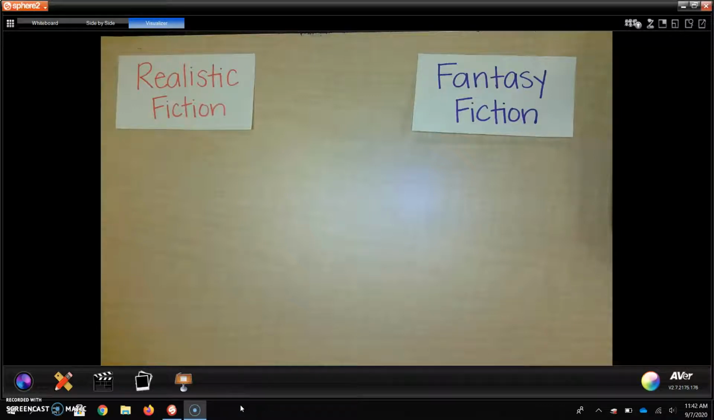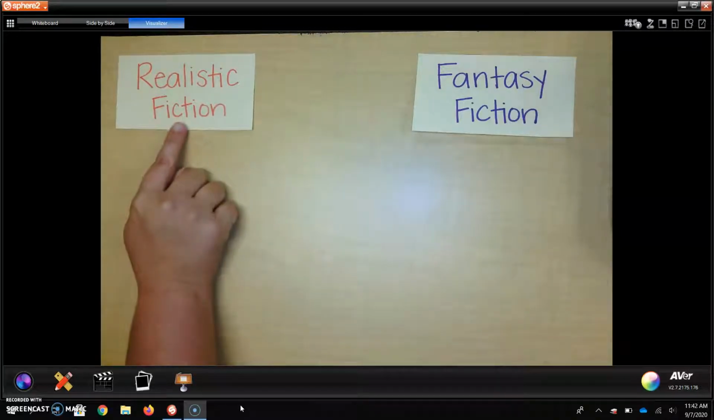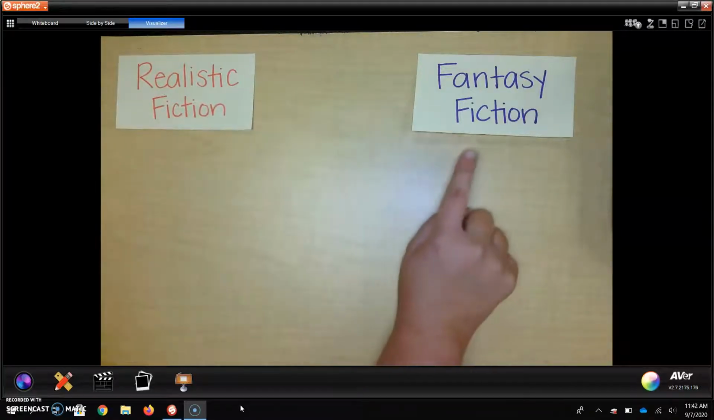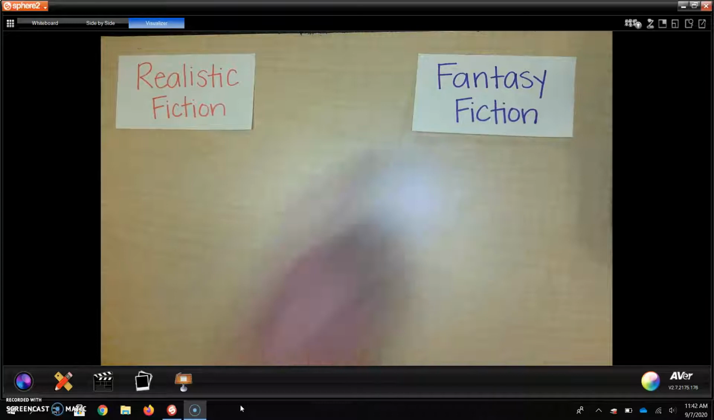Hi friends! So this week we're going to be talking about the elements of fictional text. Fictional text are stories that are completely made up. But this week you're going to be learning about two types of fictional text. The first one is realistic fiction, and the other one is fantasy fiction. So let's talk about the difference between them real quickly.